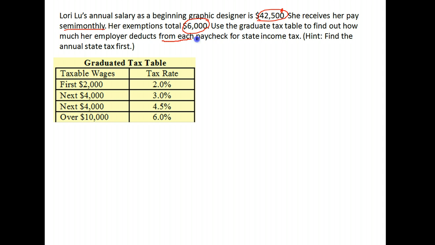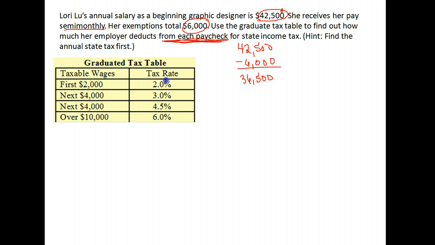Oh, this is important. From each paycheck. Now, all of our problems so far, we found out how much annually. This is from each paycheck, and we'll revisit that when we get to the end. Okay, here we go. So we have to find out how many taxable dollars she has. She's paid $42,500, but she has $6,000 in exemptions. That leaves us with $36,500 to pay taxes on.